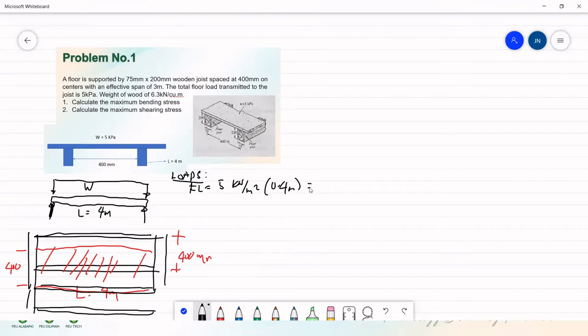Sir, I just want to ask. The given there says an effective span of 3 meters. Oh, so 3 meters, sorry. Okay, thank you. That's 3 meters, sorry. Okay, very good. Thank you.